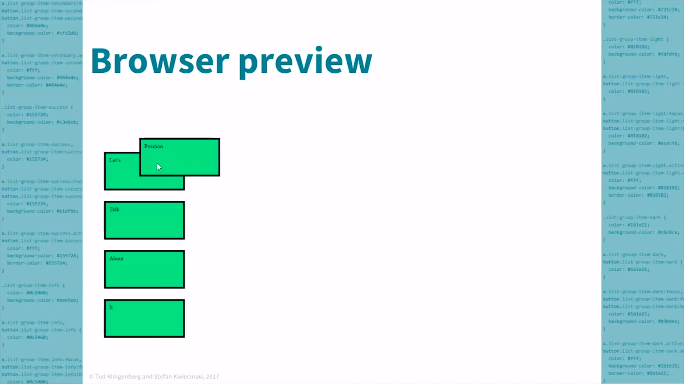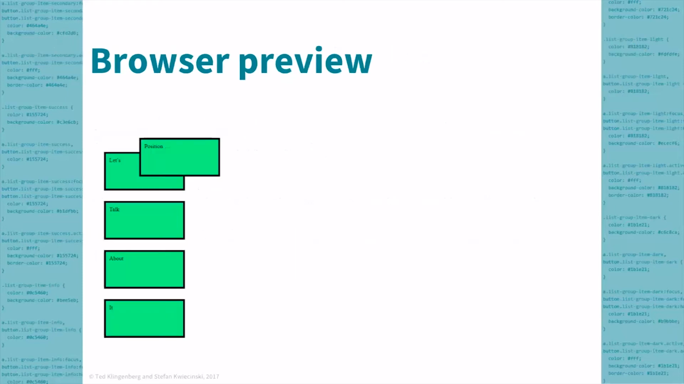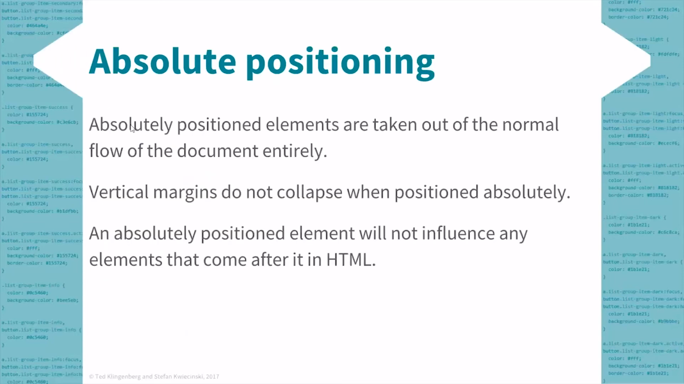But that's relative positioning. Now, what if we didn't want to have this space here where we move the element? That's where we talk about absolute positioning. An absolutely positioned element is taken out of the flow entirely. So it's almost like it's not even there. These elements are actually going to move up whenever we have an absolutely positioned element. And another thing to note is that the vertical margins don't collapse when it's positioned absolutely. And that's just more of a technical note.